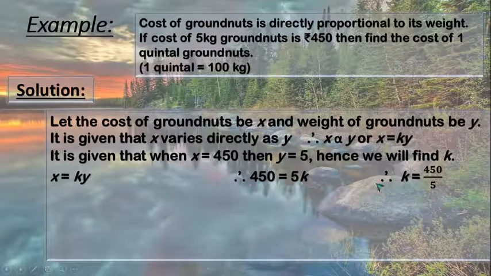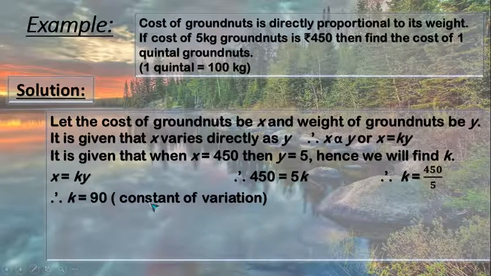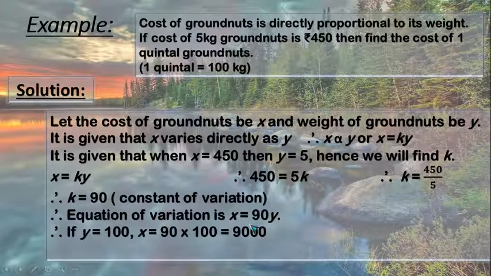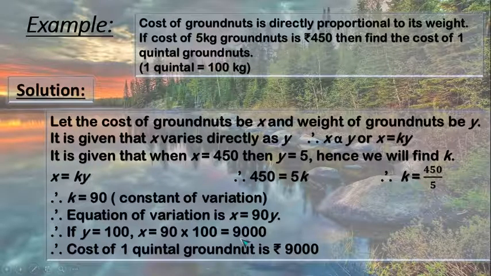Therefore, k is equals to 450 upon 5. Therefore, k is equals to 90. That is the constant of variation. Therefore, equation of variation is x is equals to 90y. If y is equals to 100, x is equals to 90 into 100. That is equals to 9,000. Therefore, cost of 1 quintal groundnut is rupees 9,000.